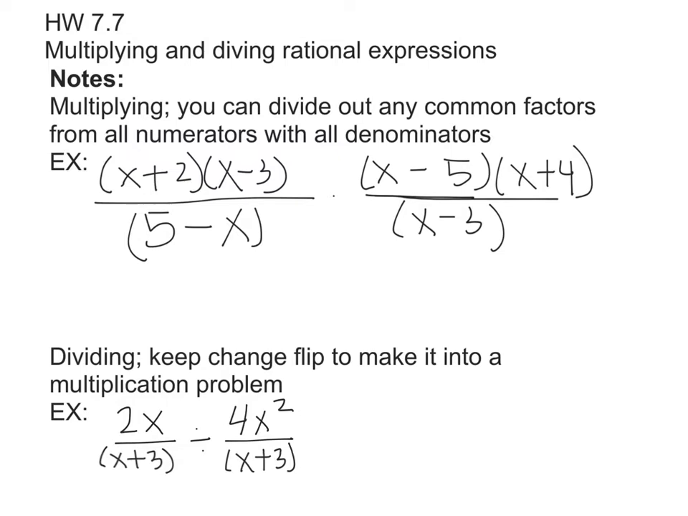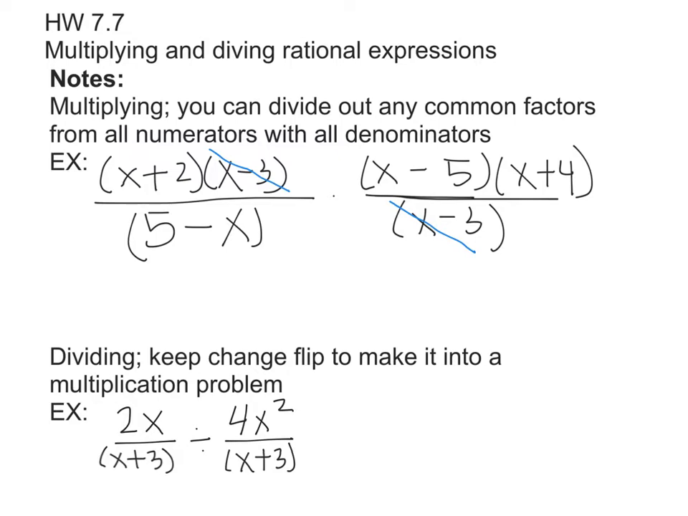So we have x plus 2 times x minus 3 all over 5 minus x, and then that whole fraction is being multiplied by x minus 5 times x plus 4 all over x minus 3. So again, everything here is multiplication. If I want to multiply, I can divide any common factors out from all numerators with all denominators. So even though x minus 3 is in the first fraction in the numerator, I can divide it out with the x minus 3 that's in the denominator of the second fraction, as long as I'm dividing. One's in the numerator, one's in the denominator.